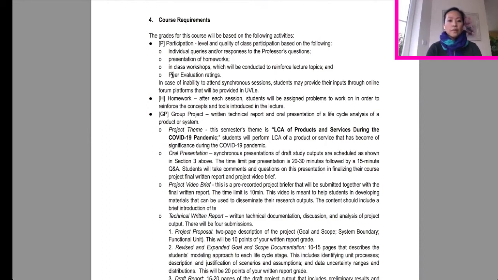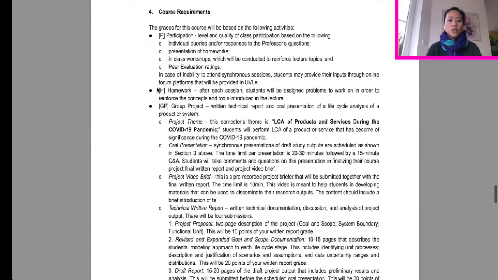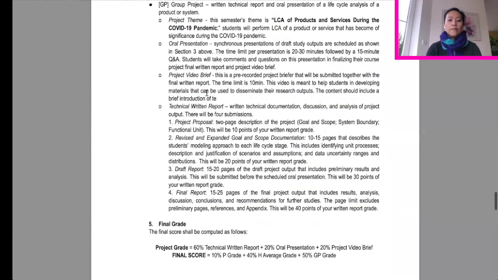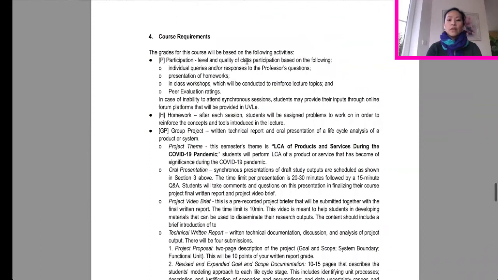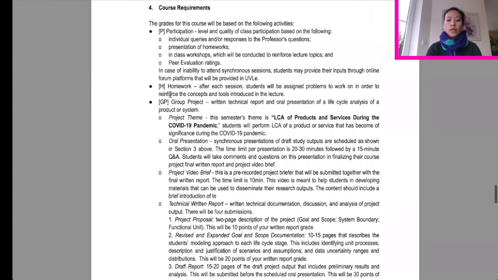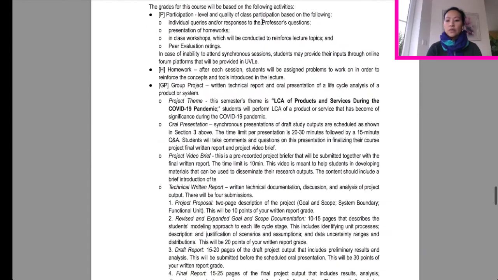For your course requirements, these are the main things: participation, homework, and group project. Participation will basically be the level and quality of class participation based on the following: individual queries and responses to my questions, presentation of homeworks, participation in in-class workshops, and peer evaluation ratings. In cases where you are really unable to attend the synchronous sessions due to connectivity issues, I can provide an online forum where you can participate asynchronously.